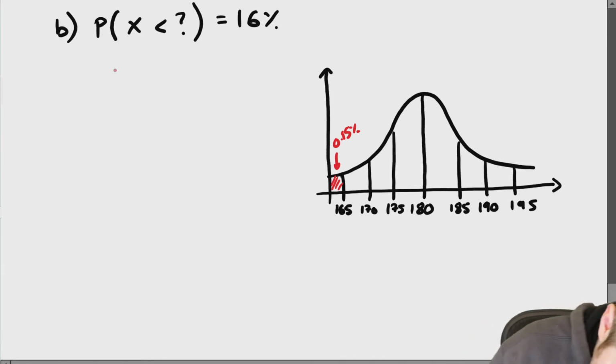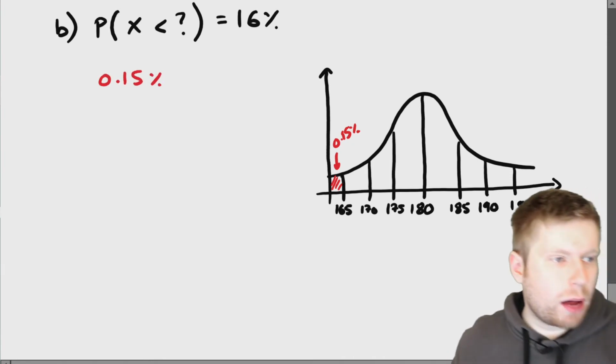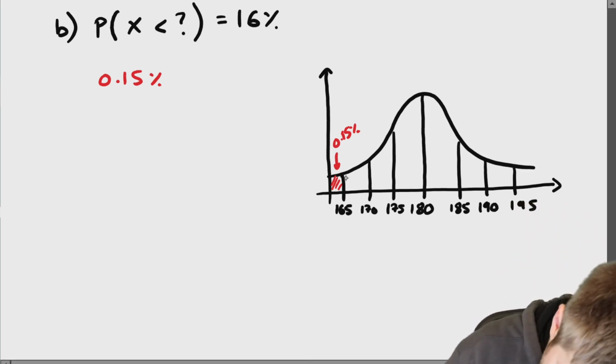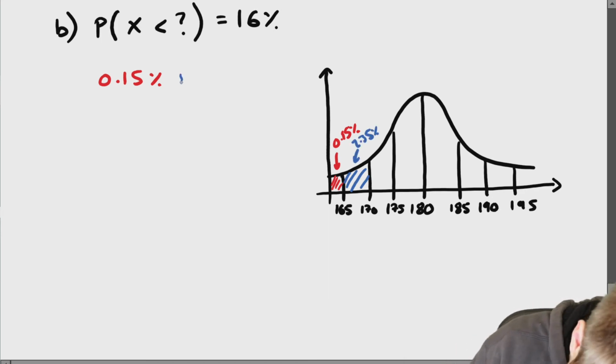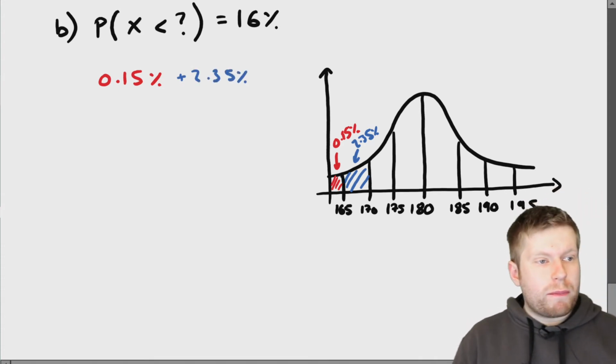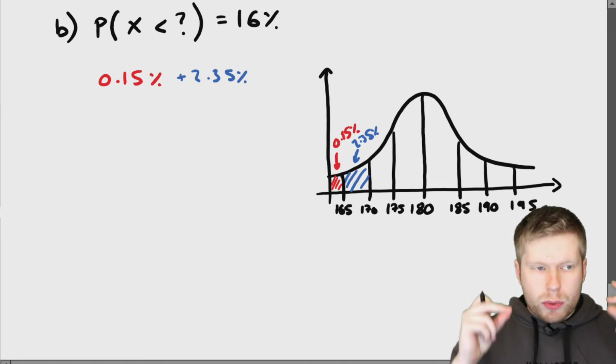I know that. Okay, so let's just keep on adding probabilities together and see if we can get up to 16%. So that's 0.15%. Now let's look at the next region. Well, this region here is 2.35%. Let's have a look. 2.35% plus 0.15%, well, that's going to give us 2.5%. So we're not quite there yet.